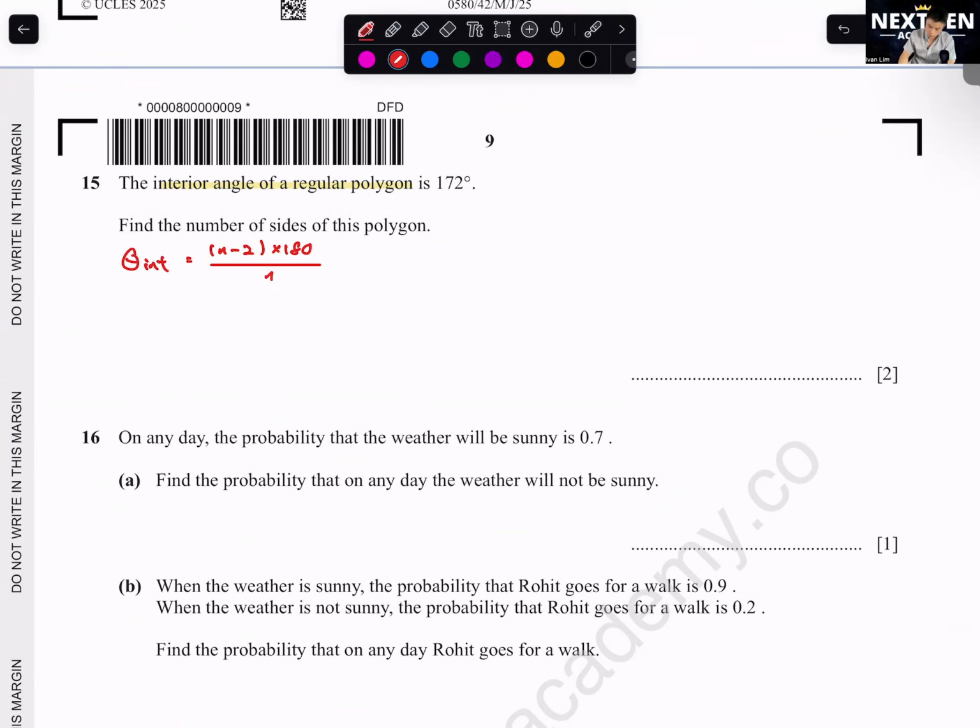So here we will take this expression equals to 172. Okay, we're going to solve for this one. So it will be 180n minus 360 equals to 172n. 8n equals to 360, and 360 divided by 8, we get 45.